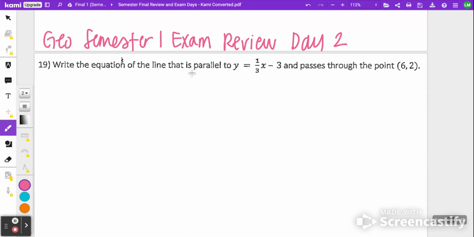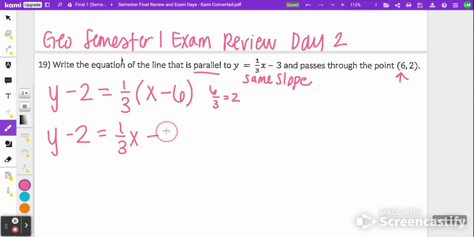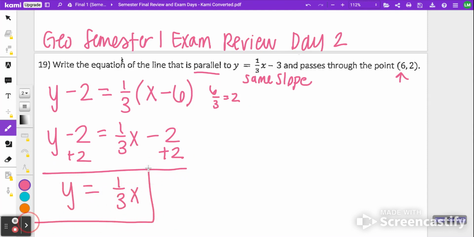We want an equation of the line that's parallel, meaning same slope. And we're going to have to use these points, 6, 2. I'm going to use point slope form. So y minus y1 would be y2 is equal to 1/3. That represents your m, or your slope, parentheses x minus x1, or x minus 6. I'm going to distribute my second portion of this. So this is 1/3 x, and then 1/3 times 6 would be 6/3, which is equal to 2, so minus 2. Then I'm going to add 2 to both sides. I'm going to get y is equal to 1/3 x.